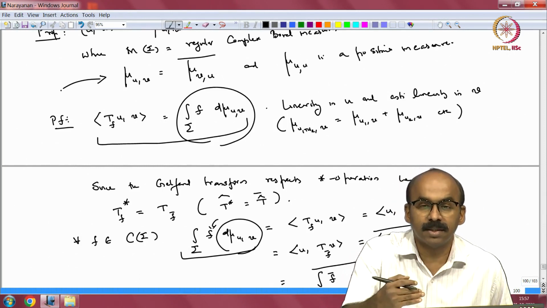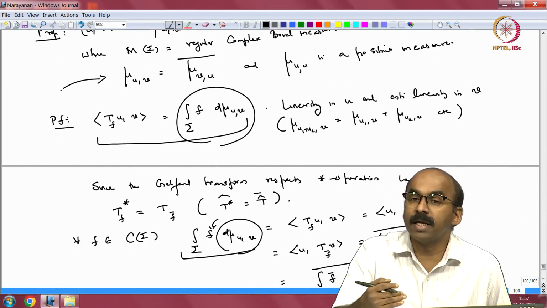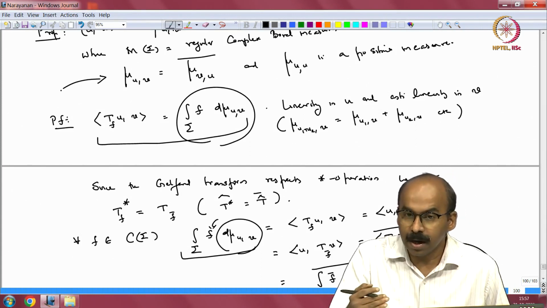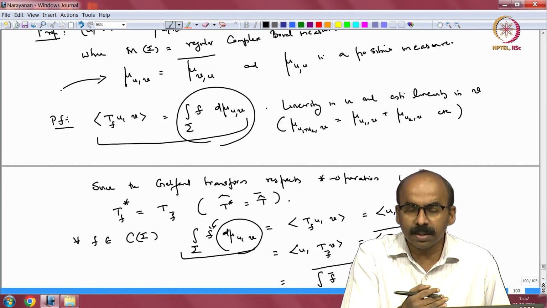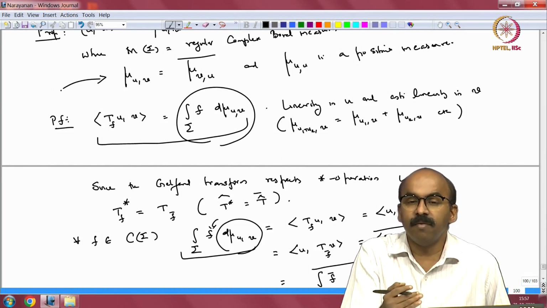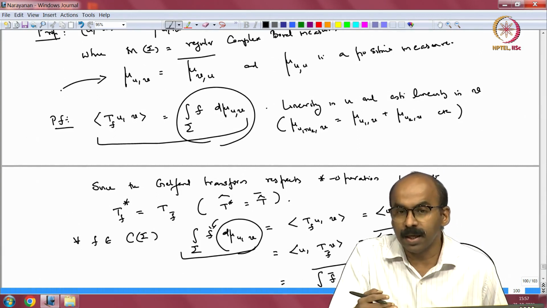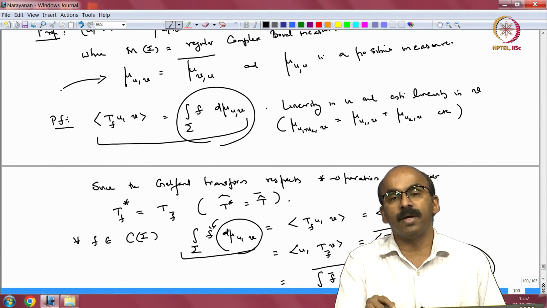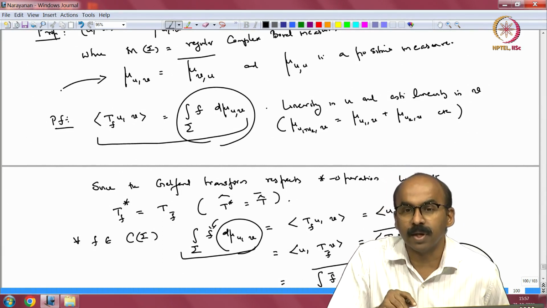So we will enlarge this class of operators we are looking at, and this isometric isomorphism we had from continuous functions to this class of operators T sub f, we will extend to bounded functions and an appropriate class of operators on the other side. That will lead to a statement of the spectral theorem. So we will stop here.